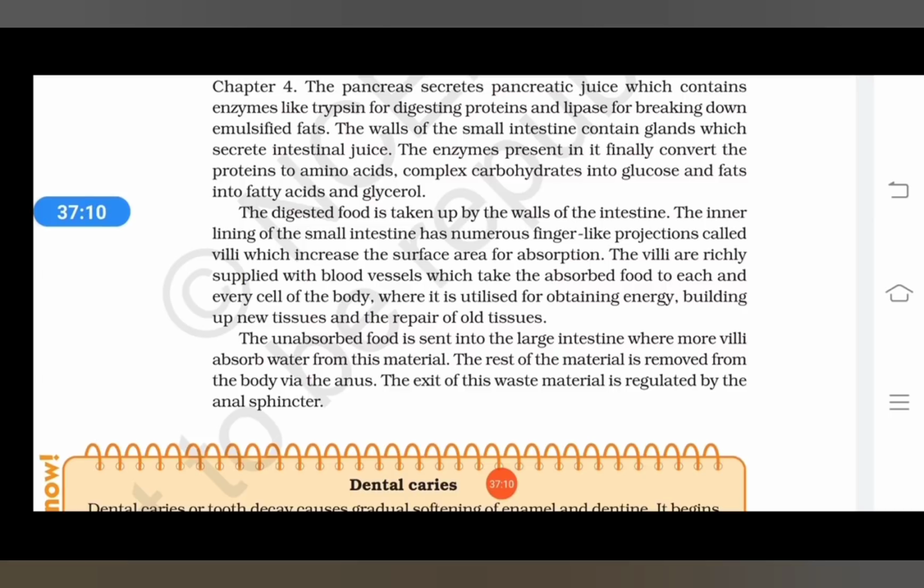So there are some finger-like projections in the small intestine called villi, which are used to absorb the food material and then transport it to the various parts of the body.